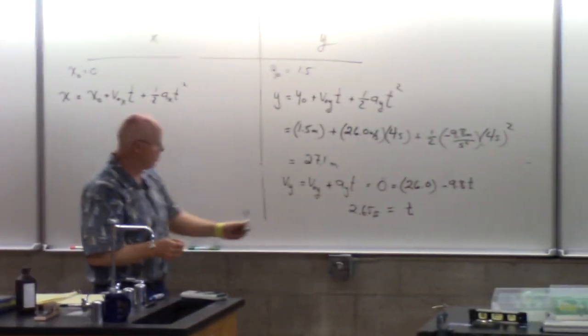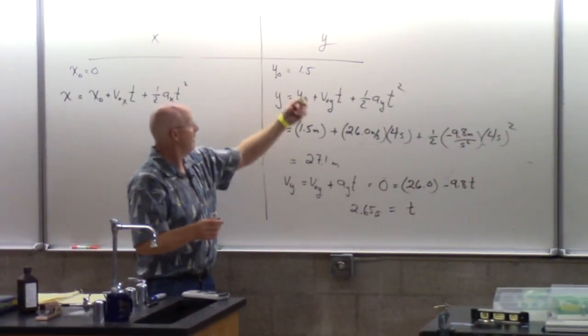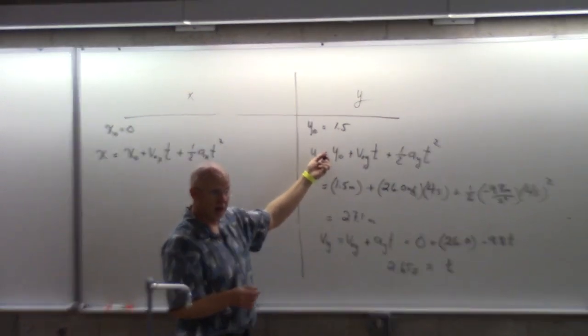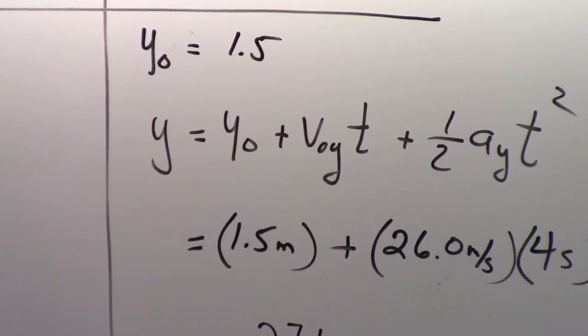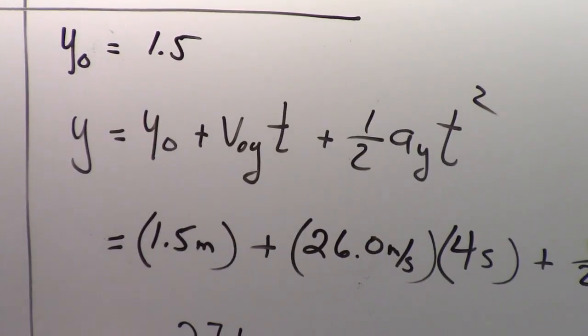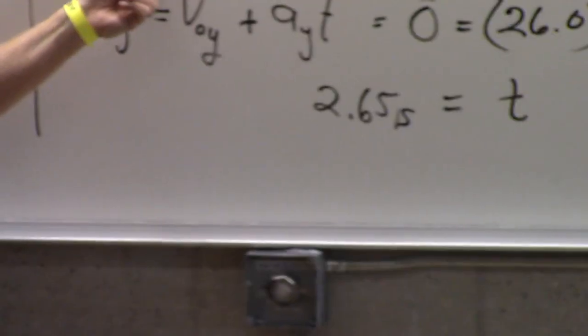Of course, now let me use this time up here. So I can figure out what is its vertical height at that time. And since it's on its way down when it hits the cliff, the maximum height better be higher than the 27.1.